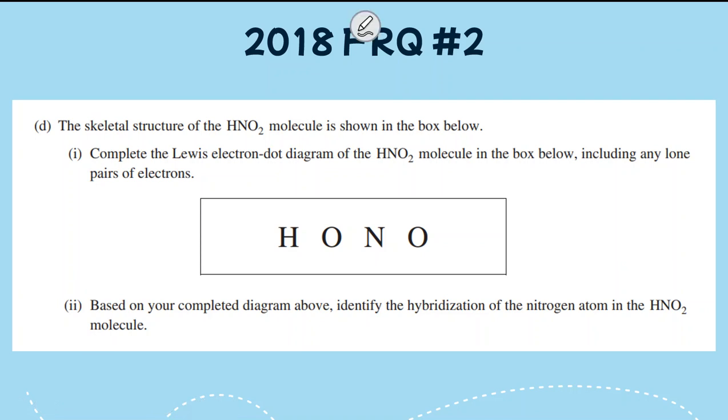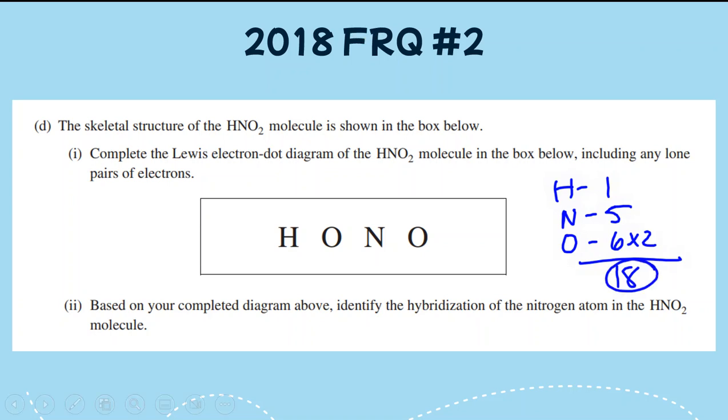Probably the best bet is to count. H brings in 1. N is 5. The O's are going to be 6 times 2. So that's a total of 18 electrons. If we're following our model of drawing Lewis dot structures, what should we put between them first? Single bonds, okay? Singles, let's do that. So now we're down to 12, since we've used 6.